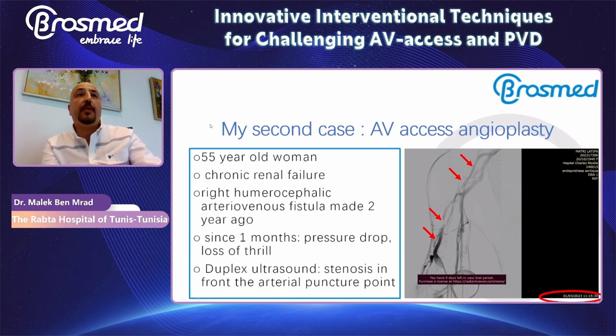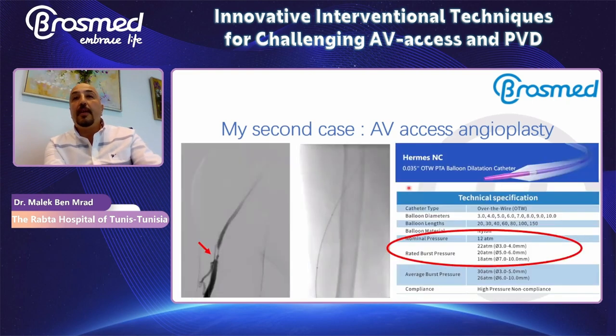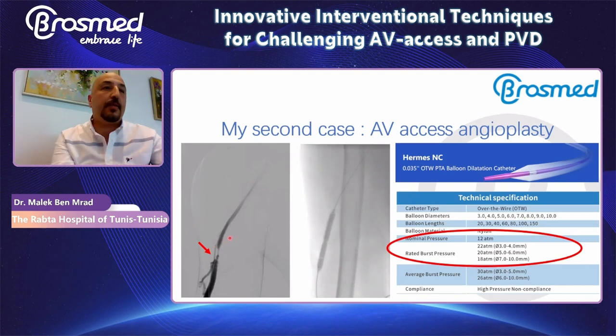My second case is also an arteriovenous access angioplasty. You see here a 55-year-old woman with chronic renal failure, and the right humerocephalic fistula. Since 1 month, pressure drop and loss of thrill, and duplex ultrasound showed stenosis in front of the arterial and venous puncture points. It was very easy to cross this lesion.